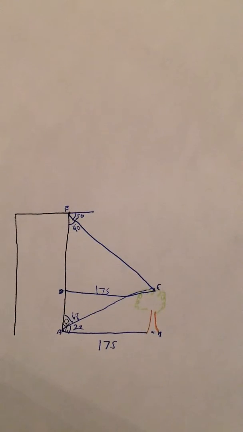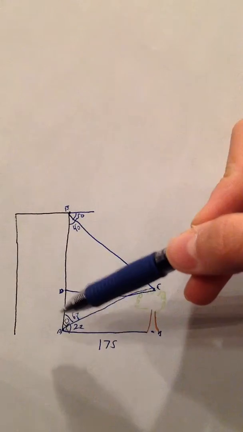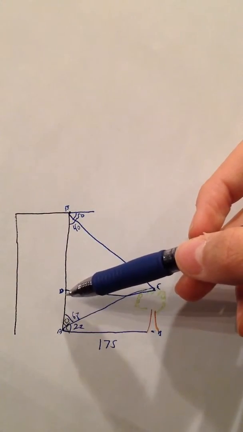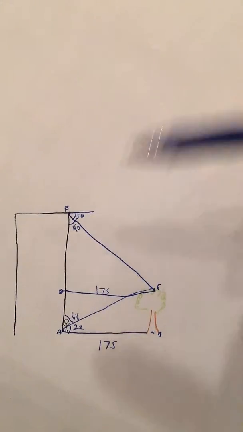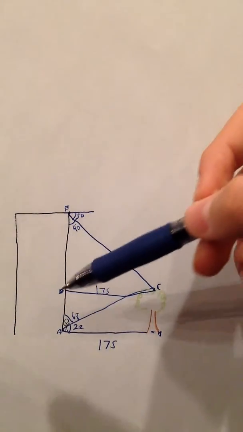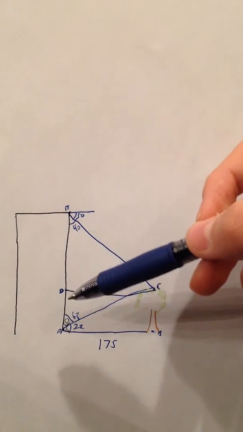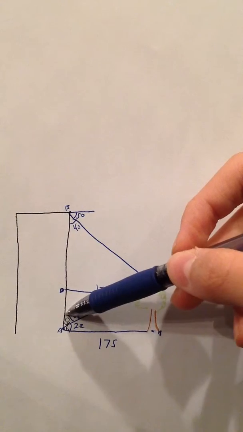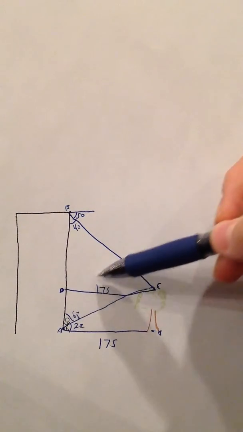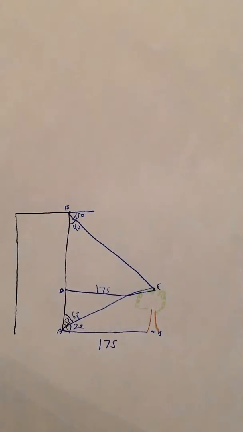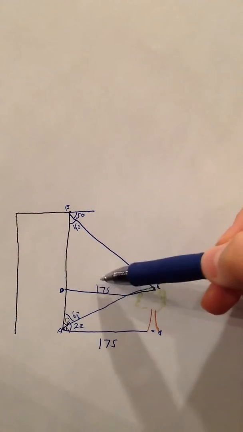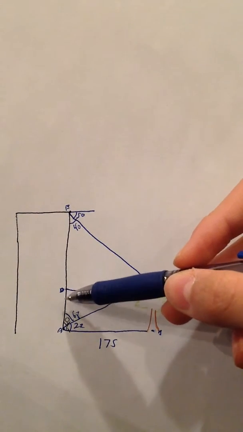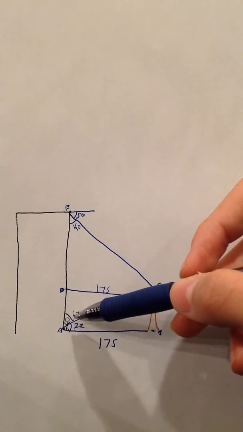So, because EA has been split into two segments, AD and DE, we're going to try and find each of those separately. Let's begin with AD. We are trying to find AD using our known angle of 68 degrees and our known side of 175. Now 175 is opposite 68, and we're trying to find the adjacent side to 68.